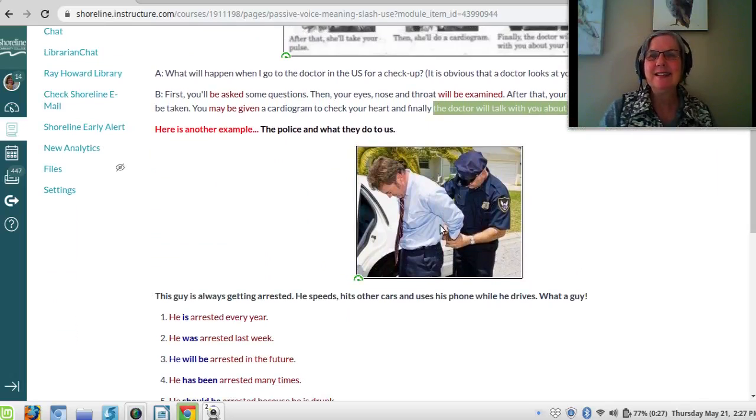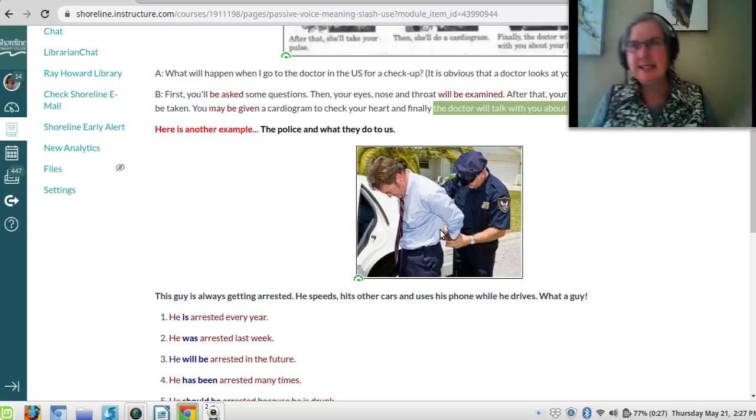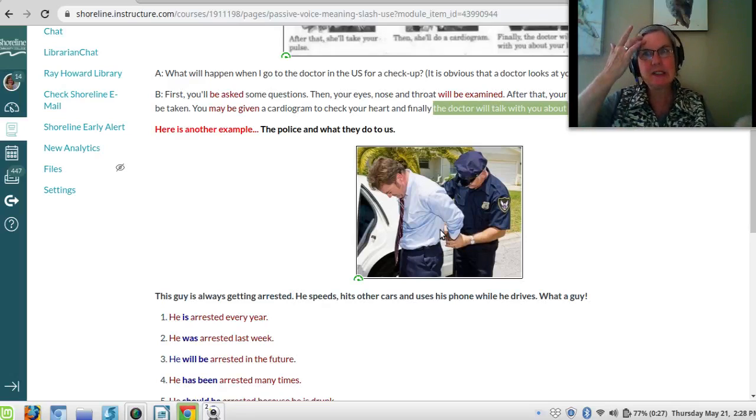The police arrest the man. The police, and everything the police do: pull us over, put on handcuffs, put us in jail, fine us, give us a ticket, what else? Arrest us. Everything the police do, I'm going to use passive voice because I know the police do it. It's obvious. For example, the police arrest the man.